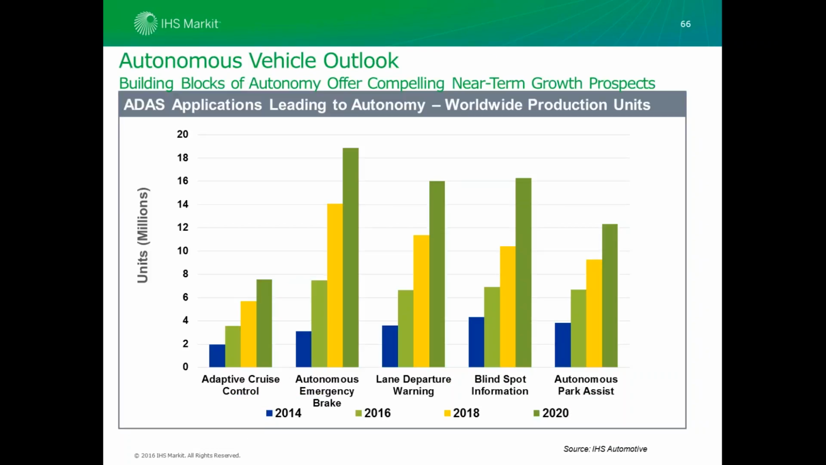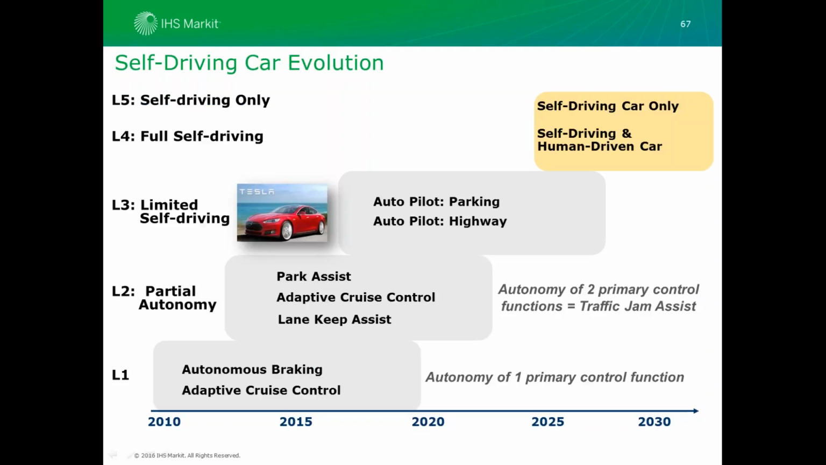This gives you a sense of that. These are 5 different types of technology that is part of these ADAS systems, and it will be a major part of taking vehicles to autonomous vehicles. Got adaptive cruise control, autonomous emergency brake. You can read them across the bottom. But the key is the amount of growth that we're seeing. All of these are showing great growth, tremendous growth between 2014 and 2020.